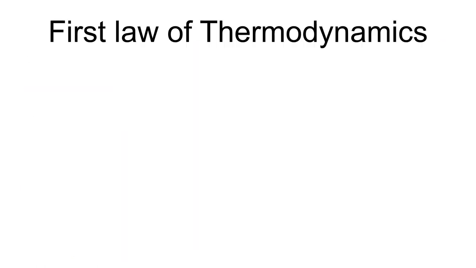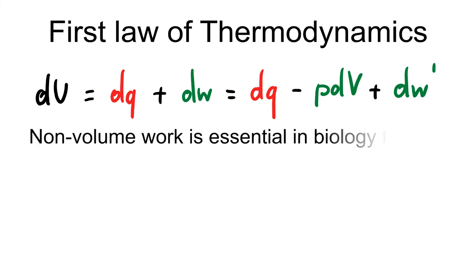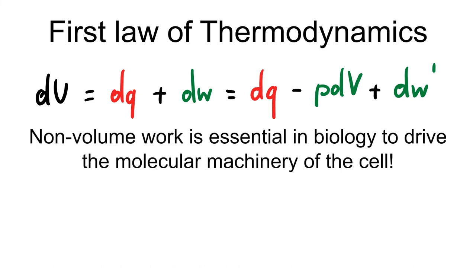Quite impressive. So to summarize this briefly in simple terms, the first law of thermodynamics tells us that the internal energy of a system changes based on the amount of heat and the amount of work. And we can split the work term into volume work and non-volume work. The non-volume work is crucial for many processes in biology, because that non-volume work drives the molecular machinery of the cell and keeps us alive, basically.